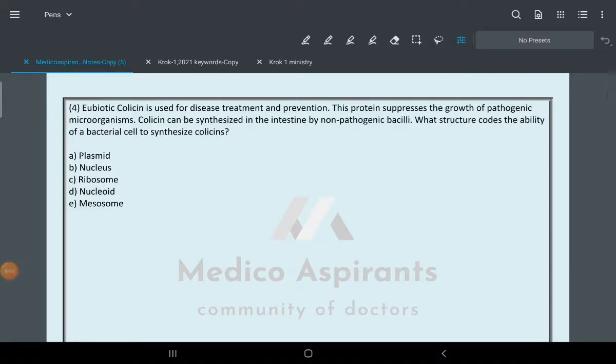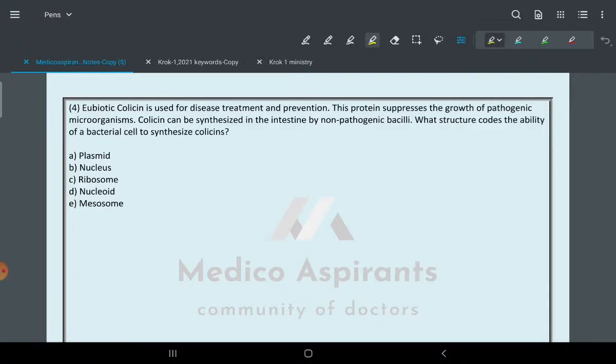So here we are having question number 4. As in the previous video you have watched, the 3 questions of the Krok 1 2021 have been covered. Here the fourth question says that eubiotic colicin is used for disease treatment and prevention. This protein suppresses the growth of pathogenic microorganisms. Colicins can be synthesized in the intestine by non-pathogenic bacilli.